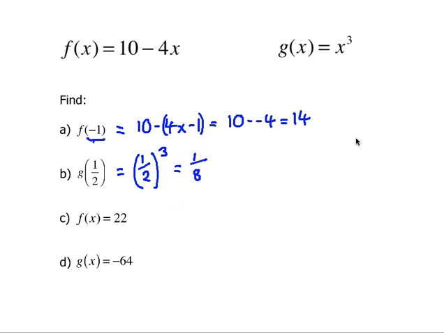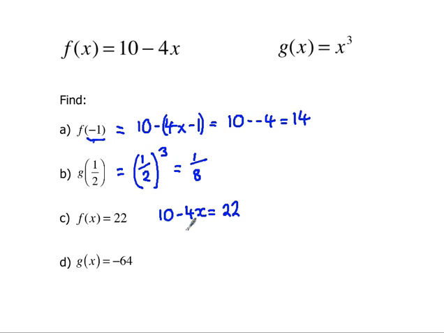This third one is slightly different. So here we've got the function when x went in gave an output of 22, and we've also got here initially the function when x goes in gives an output of 10 minus 4x. So what that tells us is that 10 minus 4x must be equal to 22. So we can form an equation to solve there. 10 minus 4x must equal 22.